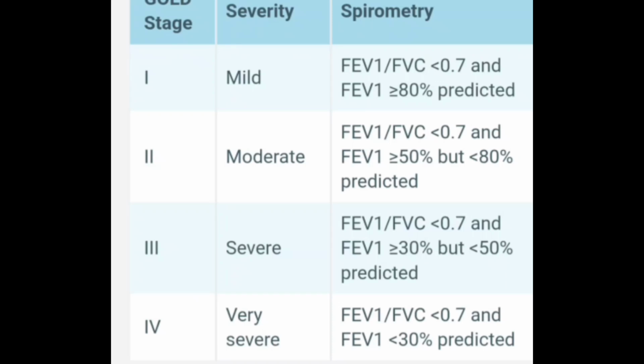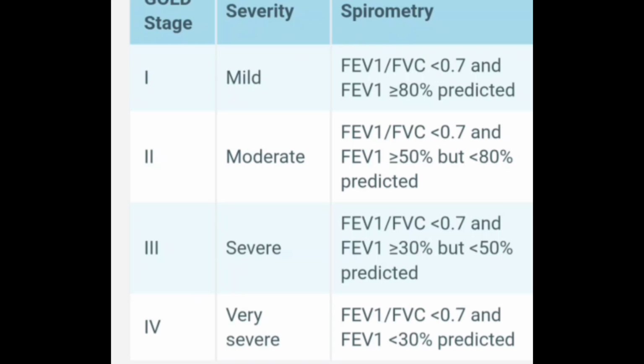So simple. We have 4 stages of GOLD staging of COPD: mild, moderate, severe and very severe. And how do you remember? You have to go for addition in the first stage and subtraction in the fourth stage. If you get confused whether to go for subtraction or addition in the first stage, remember that A comes before S. So A means addition in the first stage, and S, after A, means subtraction in the later stage.